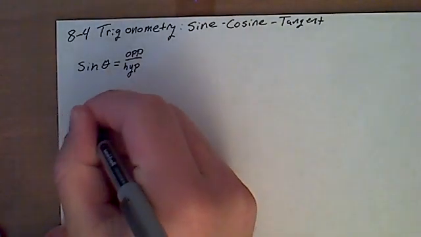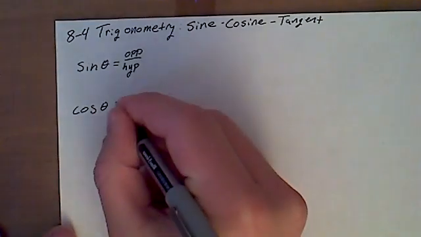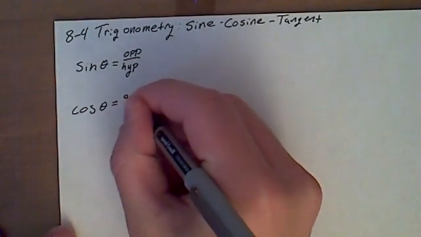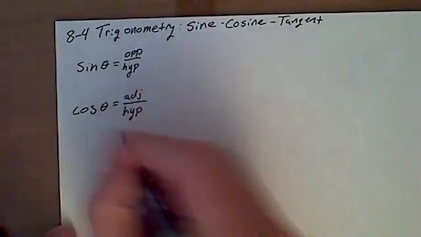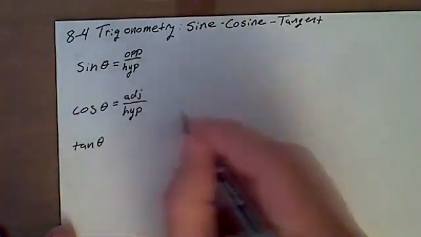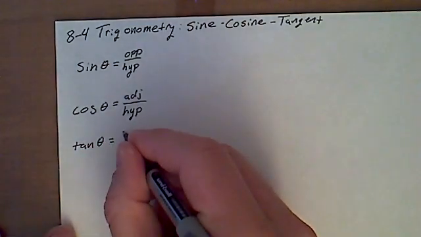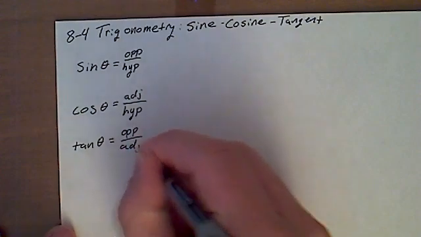The cosine of theta is the adjacent over the hypotenuse. And the tangent of some angle theta is the opposite over the adjacent.